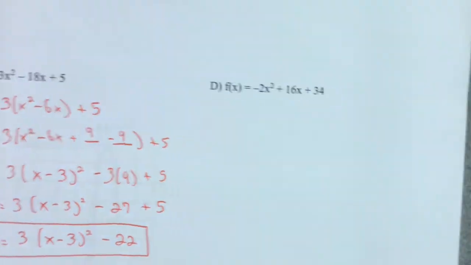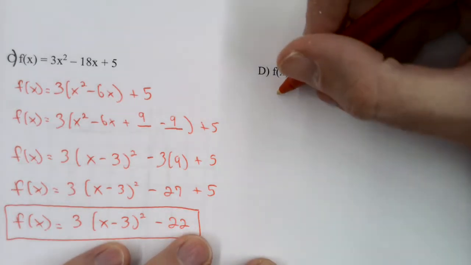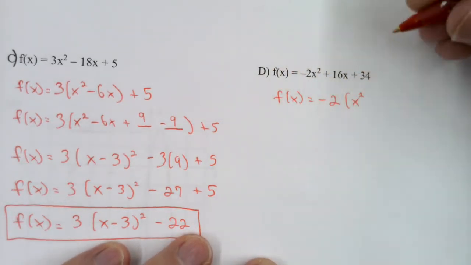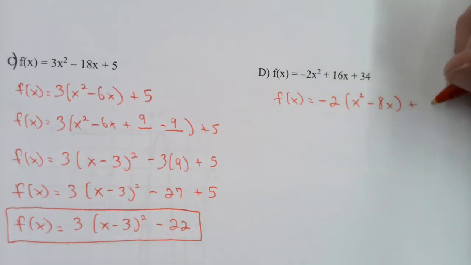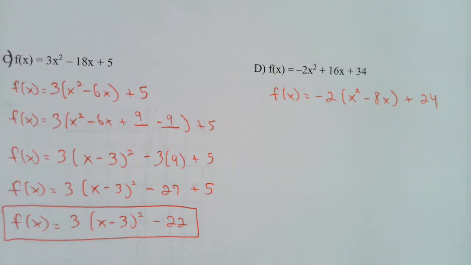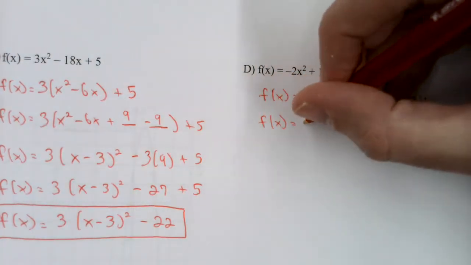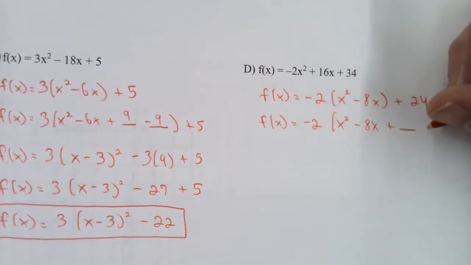Okay, last one on this page. Again, this is just like the one we just did. You have to factor out the negative 2. So I'm going to have the following. f of x equals negative 2 times x squared minus 8x. And then the plus 24. Now let's put our blanks. f of x equals negative 2 times x squared minus 8x plus blank minus blank, and then plus 24.